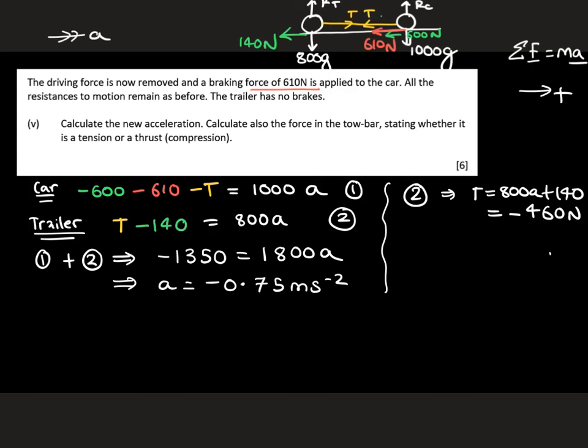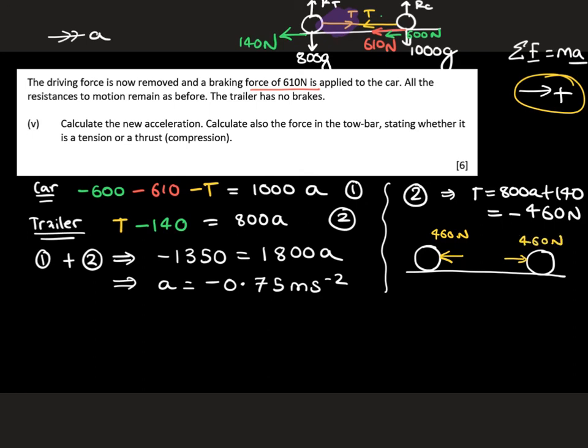This means that actually, if we look at the two objects, I've just worked out that the tension here acting on the car, let's highlight it slightly more clearly, I've worked out that this tension is negative 460 newtons, which means it can't be going to the right, which means the force on the trailer is 460 newtons like that. And there will be a matching force on the car of 460 newtons like this.